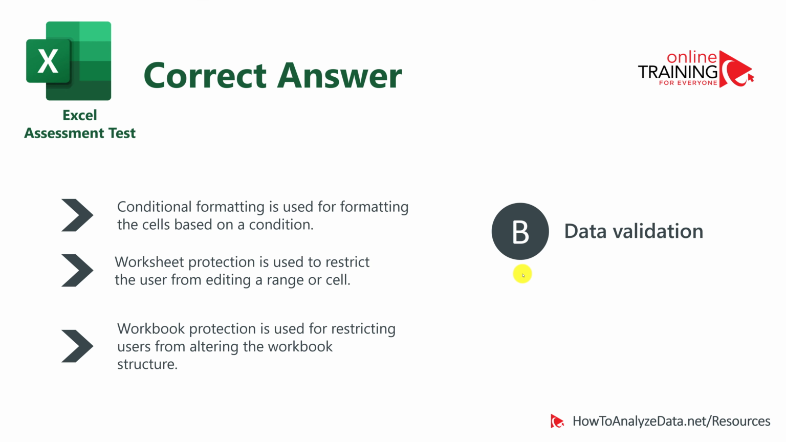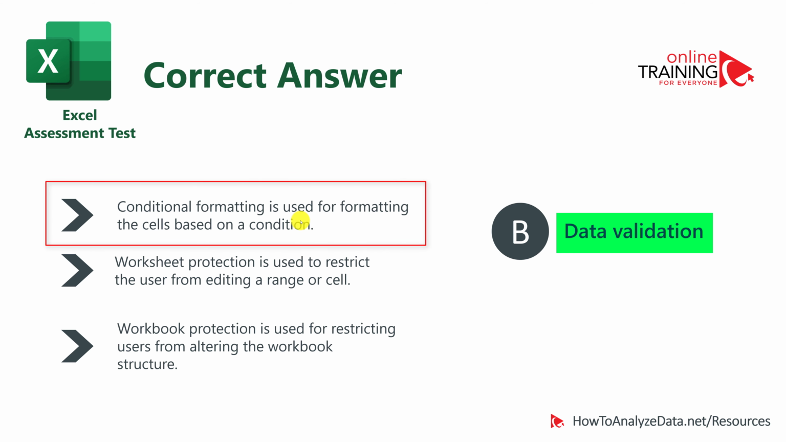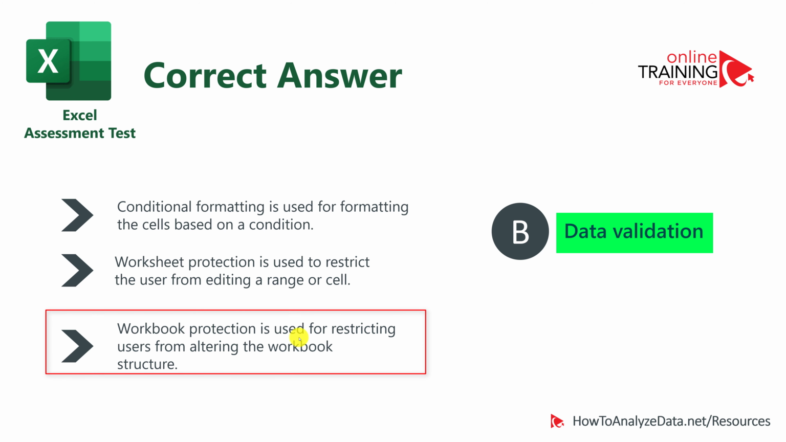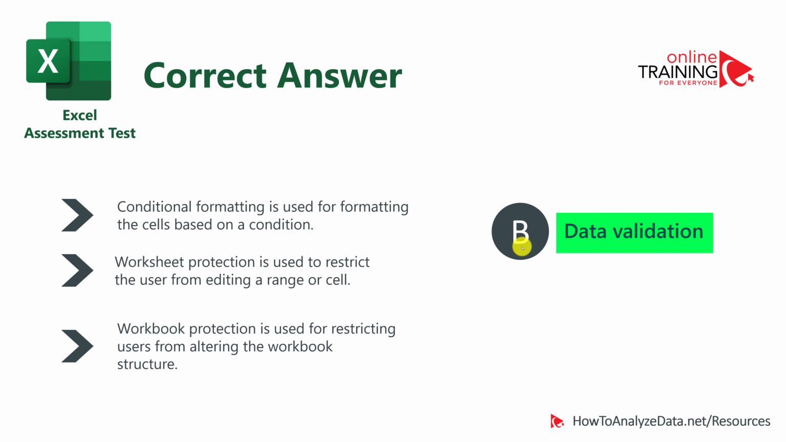As you might have figured out, the correct choice is data validation, because the other choices are designed to trick you. Conditional formatting is used to format cells based on a specific condition. Worksheet protection is used to restrict users from editing a range or a cell. And workbook protection is used for restricting users from altering the workbook structure. So B is the correct choice. Hopefully you've got this one right.